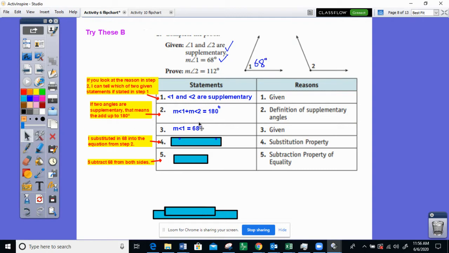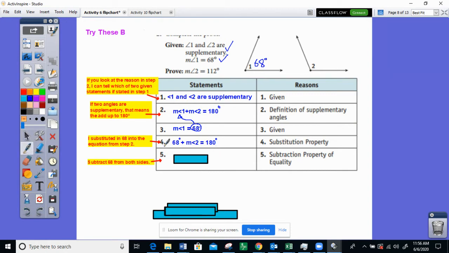But now we're going to do the substitution property. Remember what the substitution property says? It says, if the measure of angle 1 equals 68 degrees, then anywhere I see the measure of angle 1, I can substitute, I can plug in 68 degrees. So we're going to substitute 68 degrees in for the measure of angle 1 in that step 2 equation, and we're going to get 68 degrees plus the measure of angle 2 equals 180 degrees.